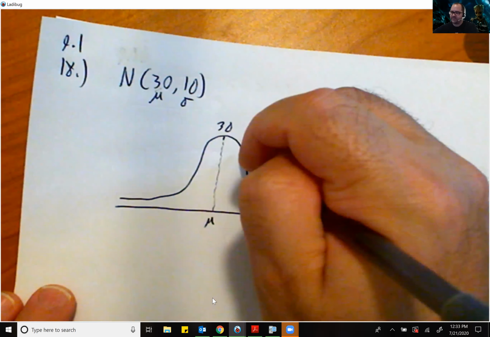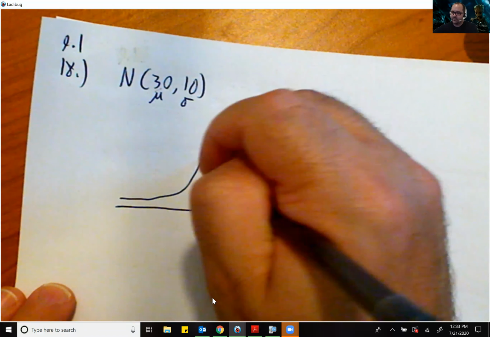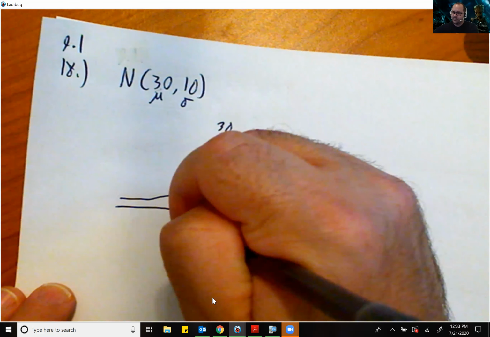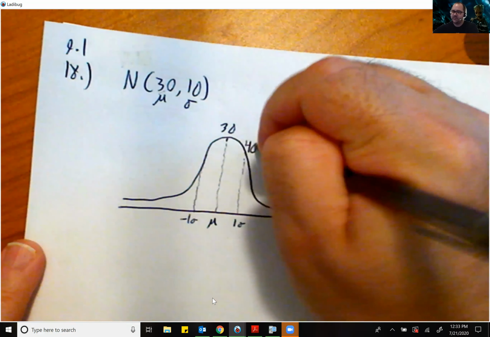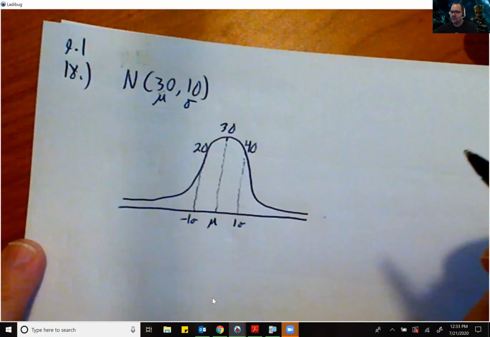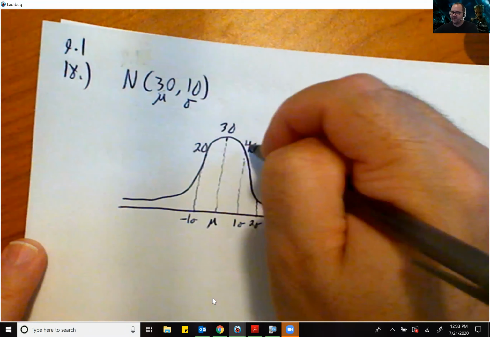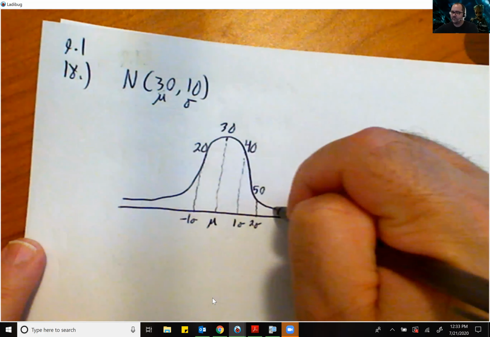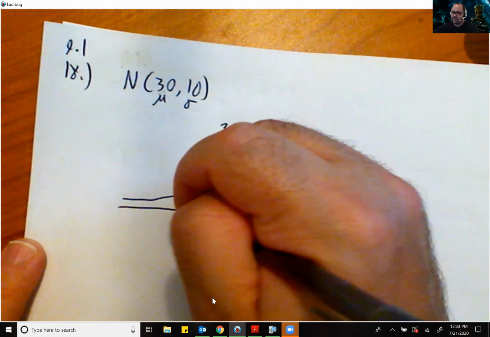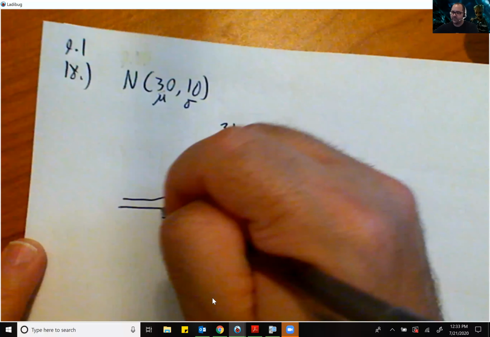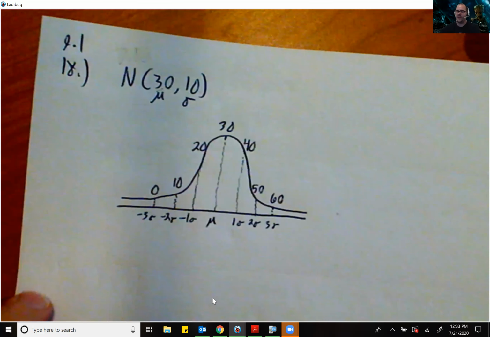And then how do I get to the first standard deviation? All I have to do is add or subtract 10 from it. So this gives me 40, this gives me 20. And then to get to the next one, all I do is add 10, so that's 50, and then the next one is 60. Then I continue the same way on the second side, negative 2 sigma and negative 3 sigma. So this will be 10 and that will be 0. So this is what our graph looks like.